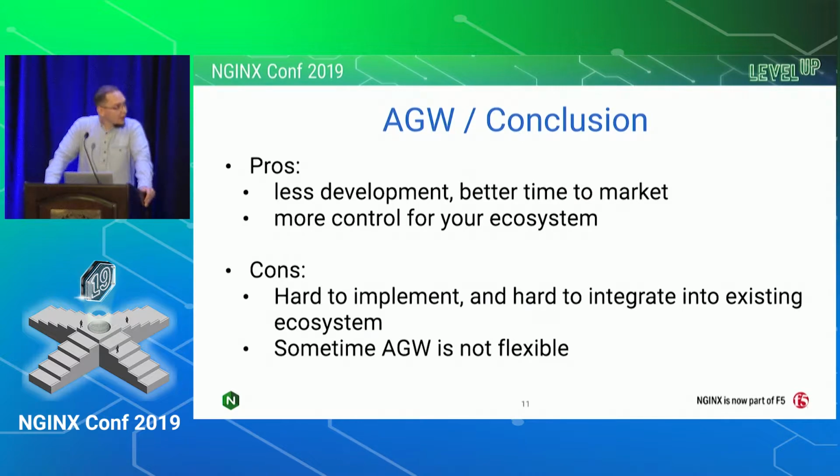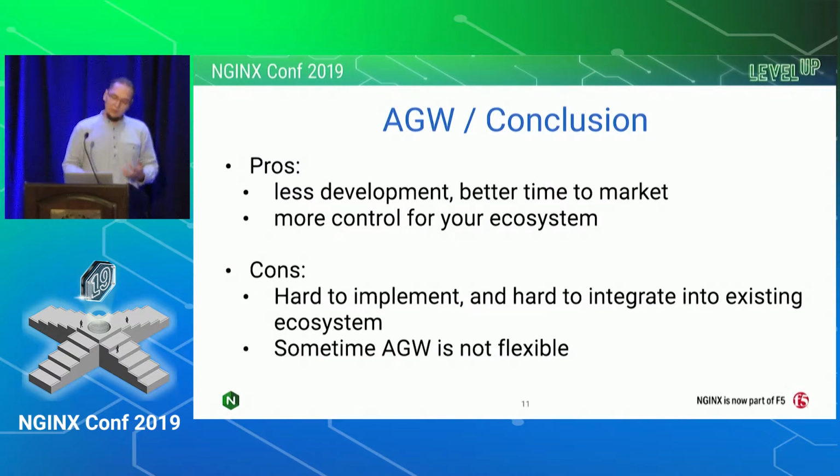So, the conclusion about API gateway: it has a lot of pros. Your team and your company have less development to do. You have general logging, general tracing, and other features. If you launch a new product, it will definitely have a better time to market. You don't need to introduce logging, tracing, and so on. And it's more controlled for your ecosystem. For example, you always have general logging, so you can understand what went wrong. You also have a trace ID, so you can understand the way of your request.